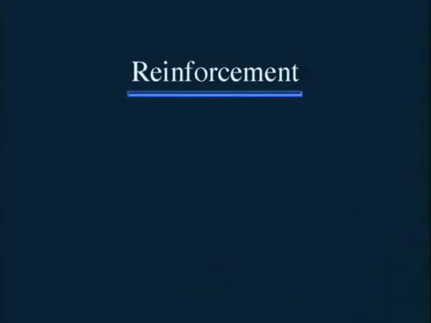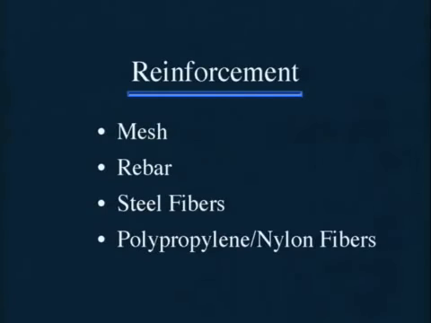As a reminder, we're in the major subject area of minimizing drying shrinkage cracks, and we've covered the topics of mix design, vapor barriers, and control joints. The next subject we're moving into is reinforcement, and then finally curing. Under reinforcement, there are several types: welded wire mesh, rebar, steel fibers, and polypropylene or nylon fibers.